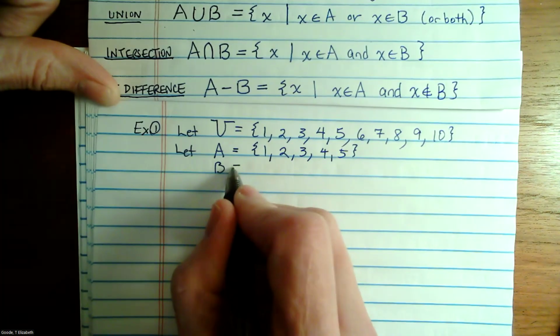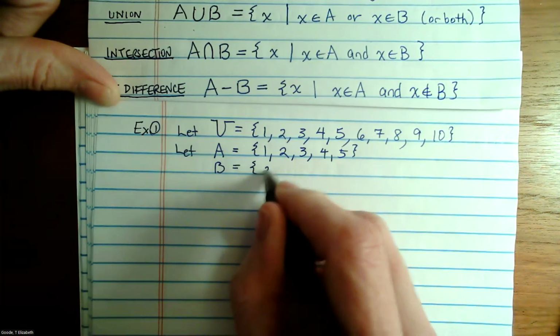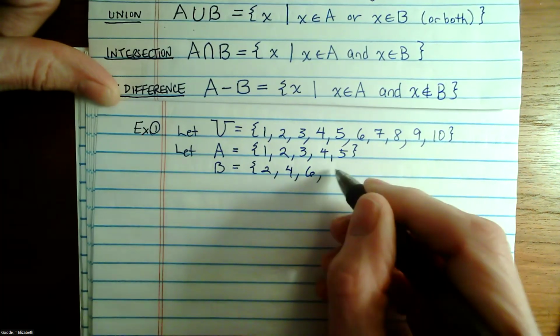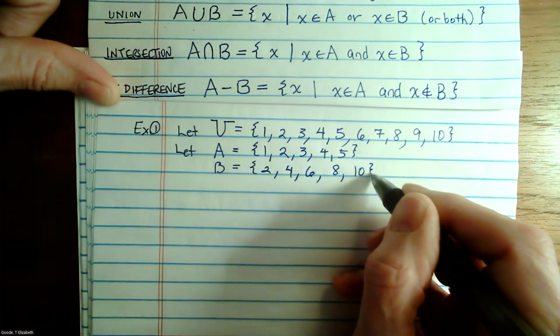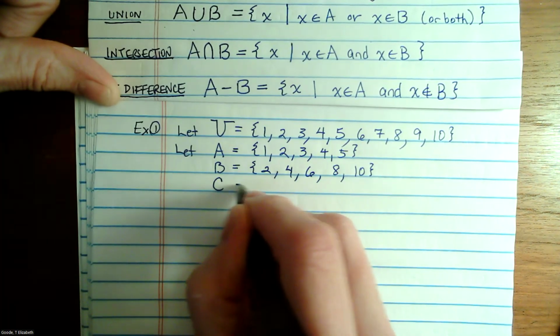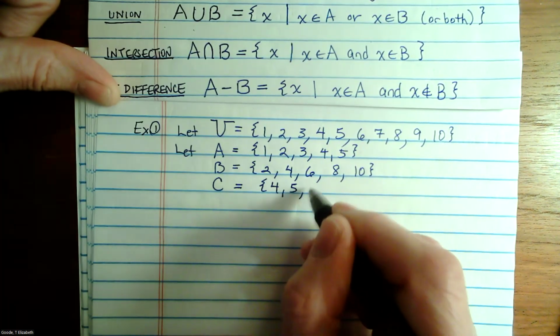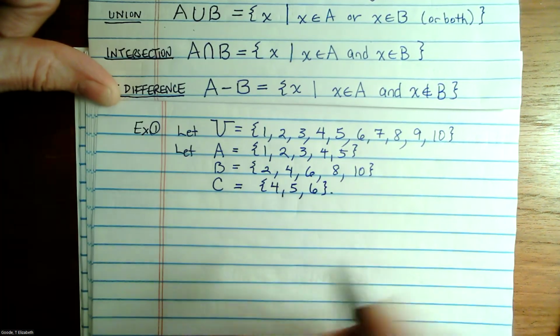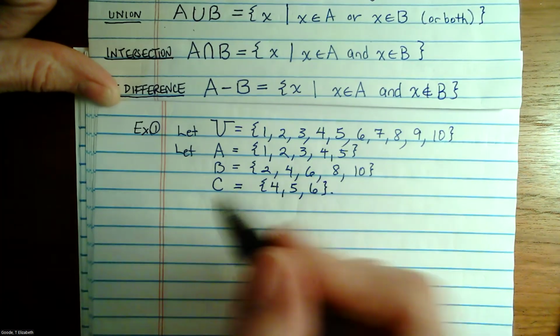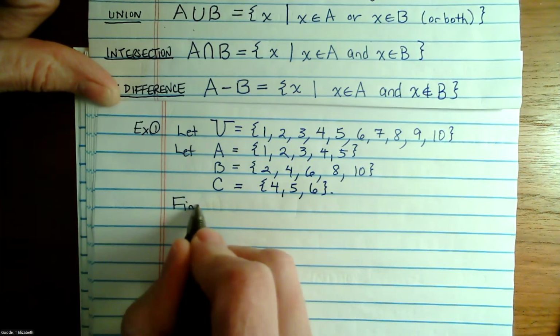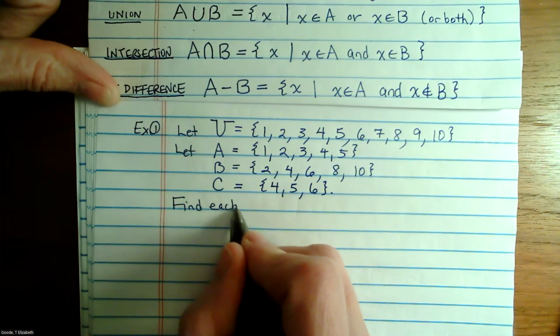Let's let B be the set containing the evens, 2, 4, 6, 8, and 10. And let's let C be the set containing 4, 5, and 6. Okay? So let's find each set. We'll practice each of these set operations.